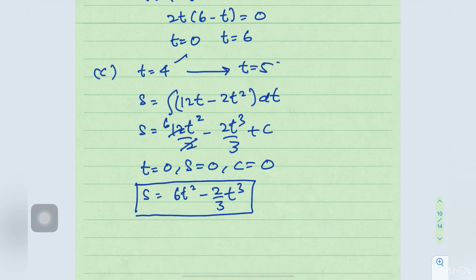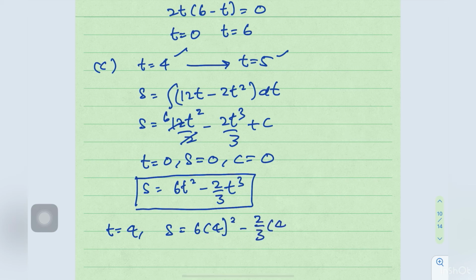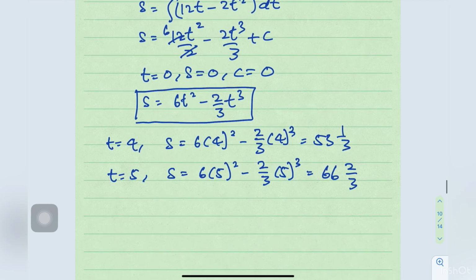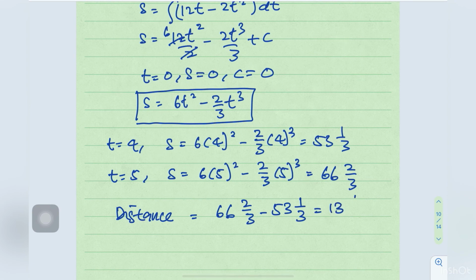Now we already have t from 4 to 5, so we need to substitute into s. When t equals 4, s is 6 times 4 squared minus 2 over 3 times 4 cubed, which equals 53 1 over 3. And when t equals 5, s is 6 times 5 squared minus 2 over 3 times 5 cubed, which equals 66 2 over 3. So to find the distance traveled in the 5th second, distance equals 66 2 over 3 minus 53 1 over 3, which equals 13 1 over 3 meters.